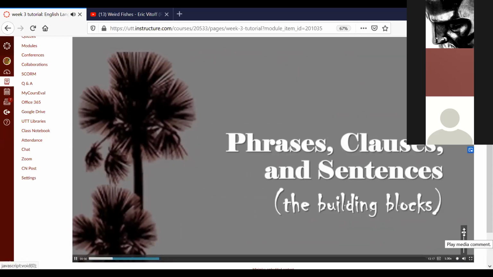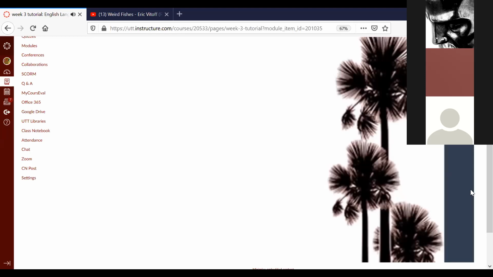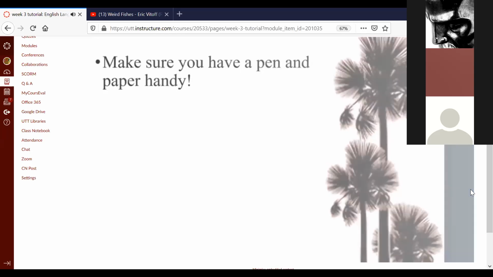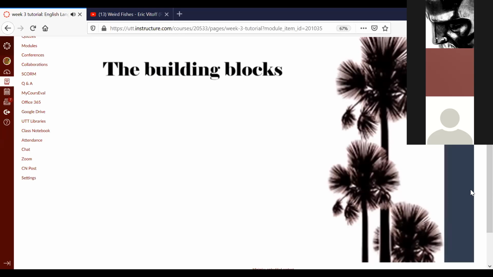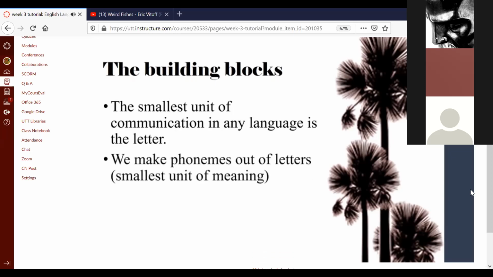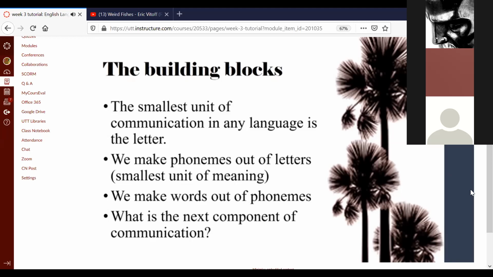So first, let's look at phrases, clauses, and sentences, or what I'd like to call the building blocks of your writing. Make sure you have a pen and paper handy so you can take notes. Remember, writing your notes helps you remember it even better. Now let's look at the building blocks. The smallest unit of communication in any language is the letter. We make phonemes out of letters, and that's the smallest unit of meaning. We make words out of phonemes. What is the next component of communication?